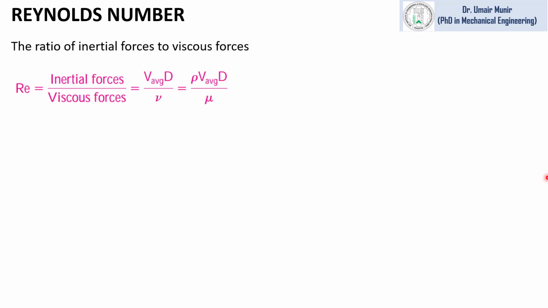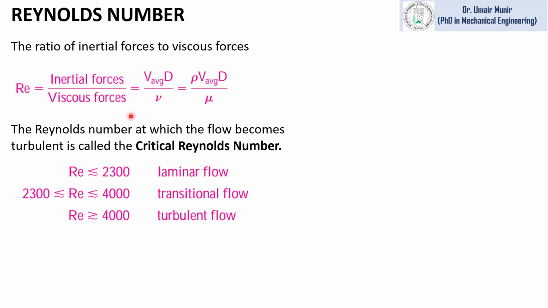An important flow parameter that is to be defined is called Reynolds number. Reynolds number is the ratio of inertial forces to the viscous forces. Inertial forces are due to the velocity of the moving fluid, and viscous forces are due to the friction inside fluid. The Reynolds number at which the flow becomes turbulent is called critical Reynolds number. Up to 2300 value, the flow remains laminar, and between 2300 to 4000 Reynolds number, the flow is transitional flow. And beyond the 4000 value, the flow becomes fully turbulent.